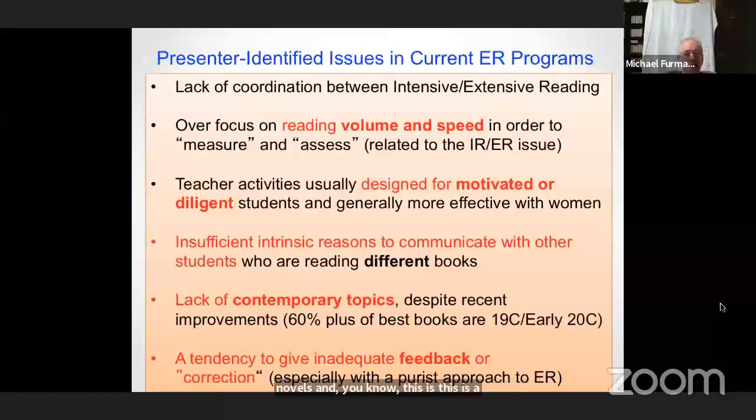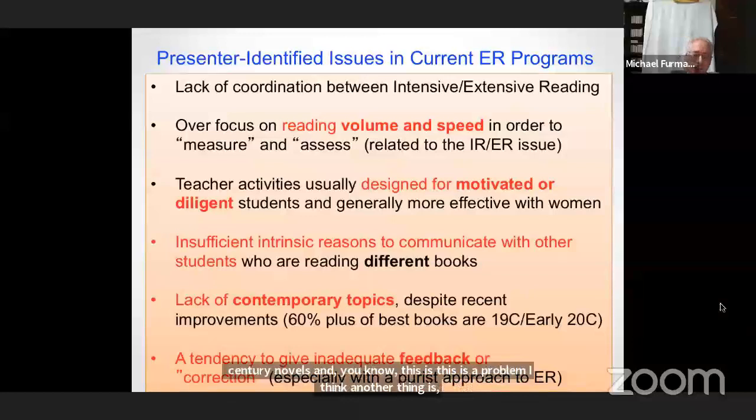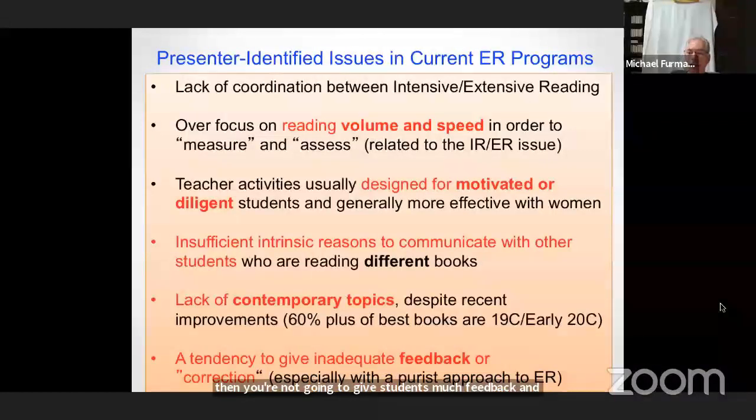Another thing is, if you tend to be a sort of purist ER, then you're not going to give students much feedback or correction. And I think they kind of like it. Using Google Classroom has made it so easy to give feedback.